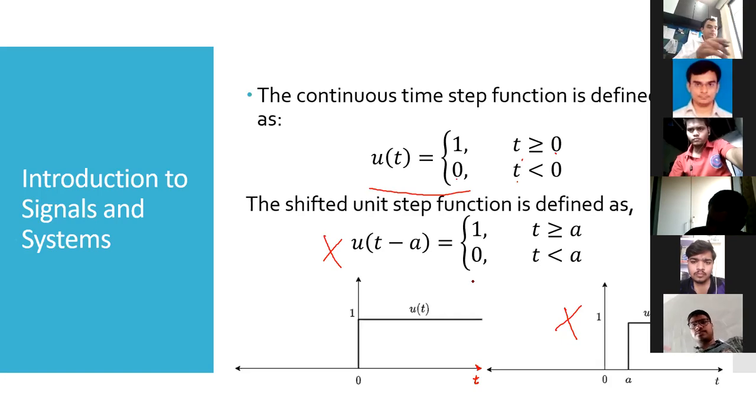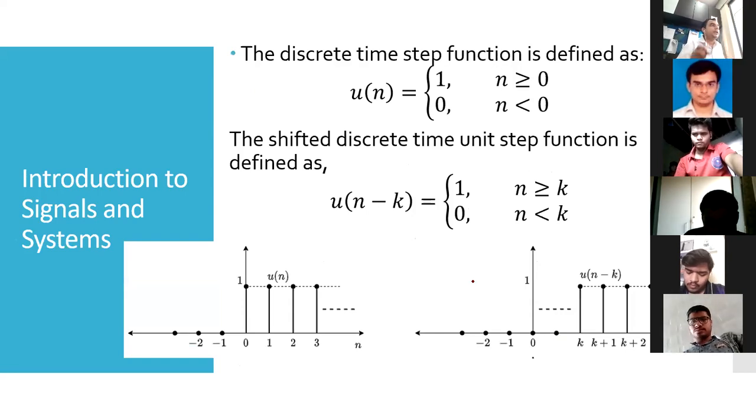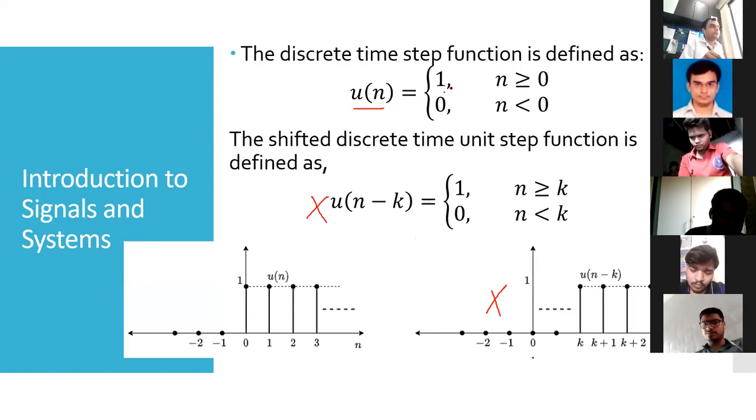So I hope you have done it. Fine. So continuous time step function is defined as u of t is equal to 1, 0 for t greater than or equal to 0 and t less than 0. Now, this discrete time step function, don't draw this, don't draw this. The discrete time step function is defined as u of n is equal to 1 for n greater than or equal to 0 and 0 for n less than 0. Fine.